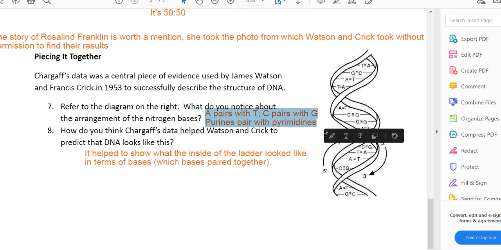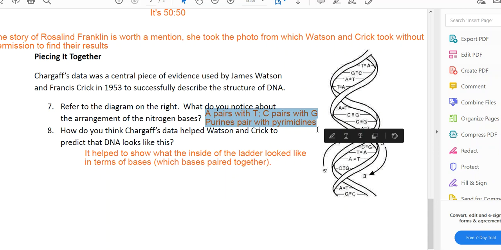Okay, here we go. Refer to the diagram on the right. What do you notice about the arrangement of nitrogen bases? I guess you could also say they're on the inside. But then you could just notice A pairs with T, C pairs with G. Purines pair with pyrimidines. That's probably your 3 bits there. Is that an equal sign between the T and the A up there? Yeah, and it's basically representing bonds.